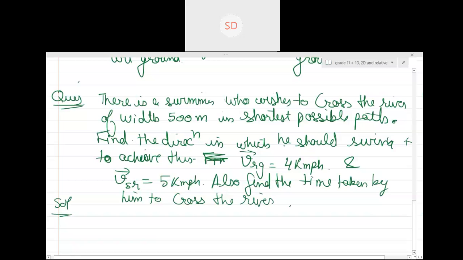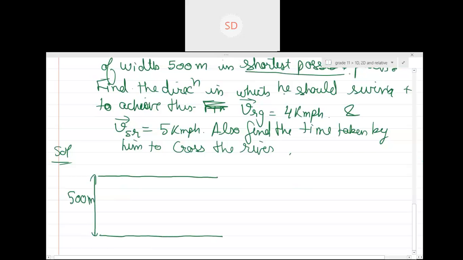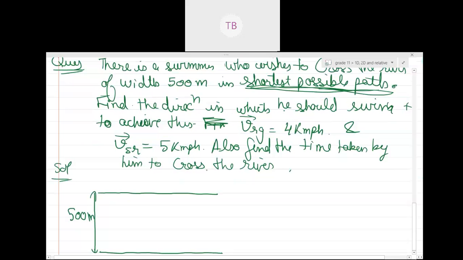So direct question, quickly make the velocity triangle. Wait sir, I can find the direction. Please notice the keywords. He wants to cover the shortest possible path. If he wants to go in the shortest possible path, then what should be the direction of velocity? What should be the direction of VB? Perpendicular. VBG should be perpendicular.